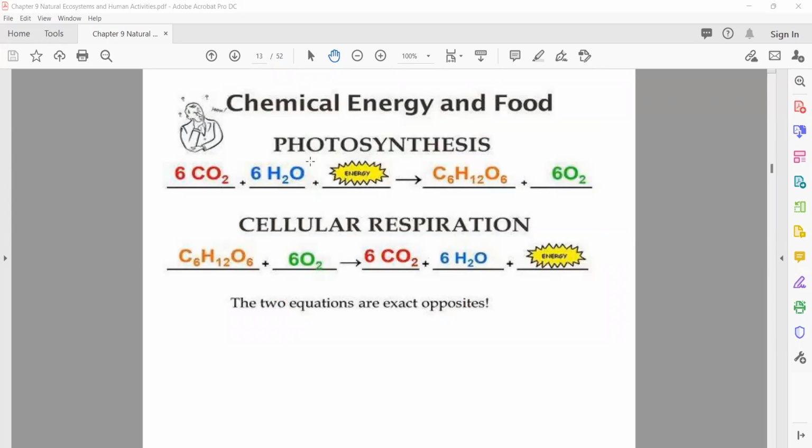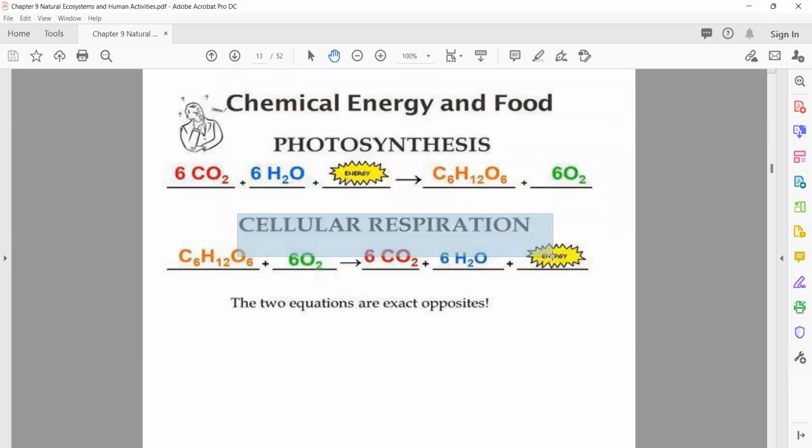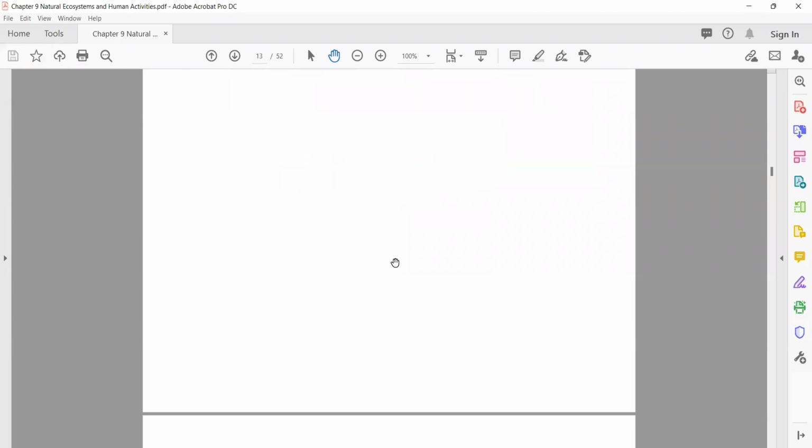And then these are the two chemical equations. First is for photosynthesis, the other is cellular respiration. You can see they are exactly opposite to each other. Carbon dioxide, water, and energy give you this one. Now, glucose plus oxygen gives carbon dioxide, water, and energy.